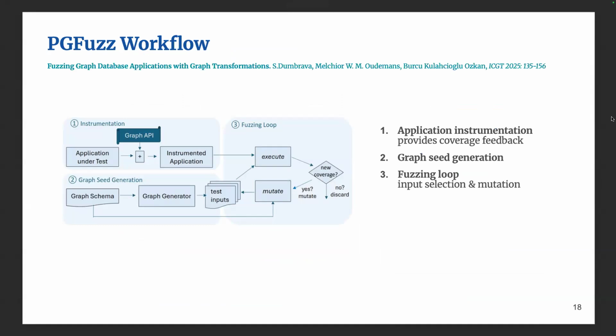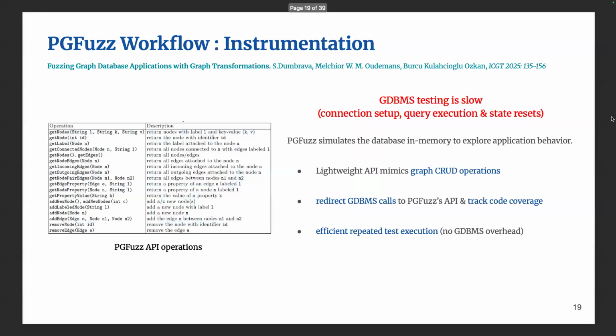It has three parts. The first part is the instrumentation part that allows us to record this coverage feedback. Then we have a part that produces the graph seeds that we pass on to the application. And then we have another part that takes care of the fuzzing loop that I mentioned before, so selecting inputs and mutating the inputs.